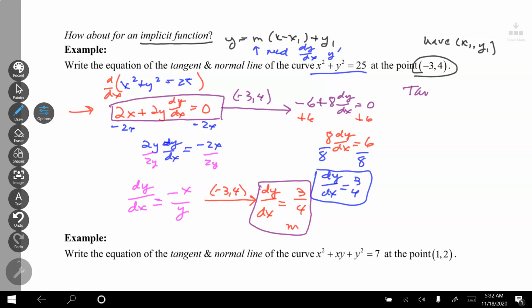So my tangent line is going to be y equals slope of 3/4, x plus 3, plus 4, and my normal line will be y equals negative 4/3, opposite and reciprocal, x plus 3, plus 4. So even though I can solve for dy over dx like I did yesterday, finding the implicit derivative, after I start it, I'm going to plug in my x and y. It seems to go a lot quicker, and I have a lot less algebraic manipulation that I have to do.